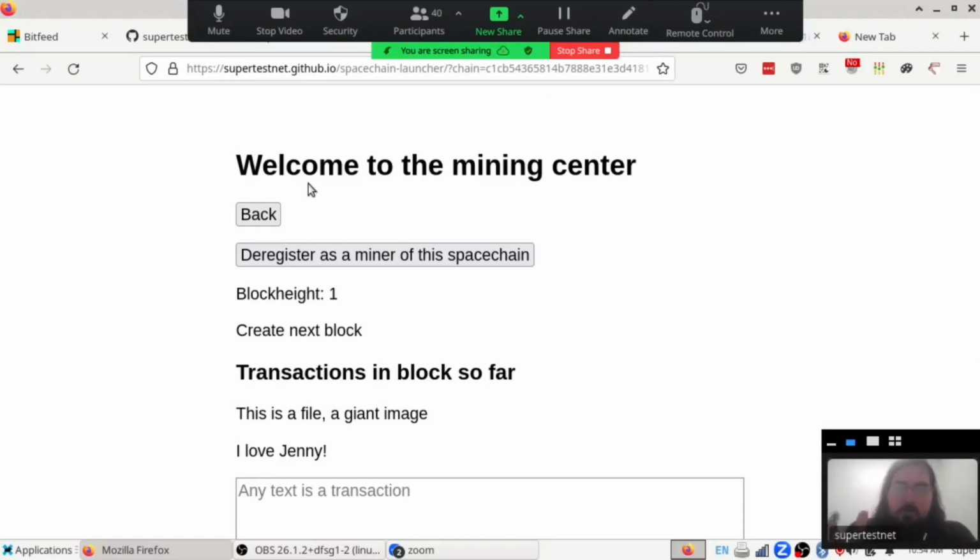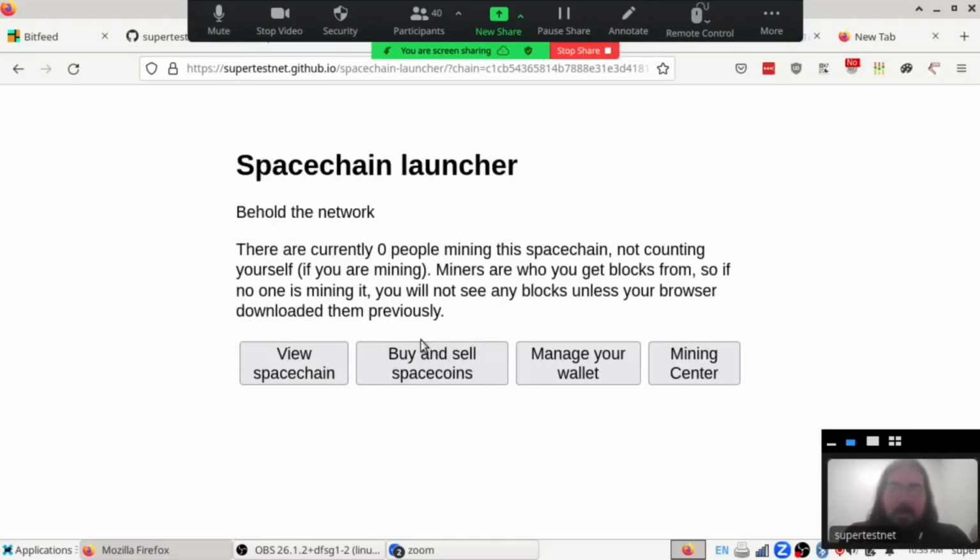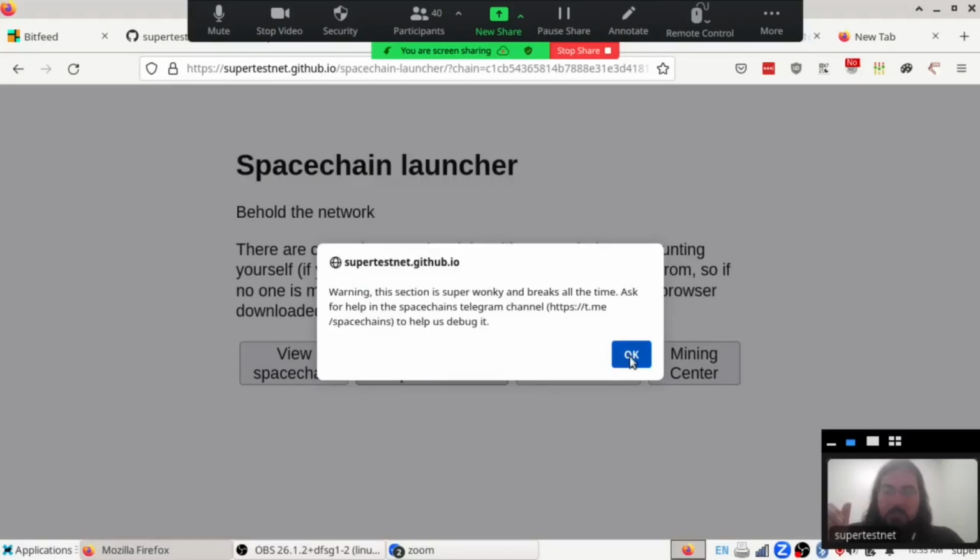Since this is just a proof of concept, it dies after about 500 blocks. It'll run out of space in your browser to store these blocks, and it won't work anymore. But as a proof of concept, this shows that you can do sidechains on Bitcoin. Anyone can make them, and you also have the ability in here to buy and sell space coins.